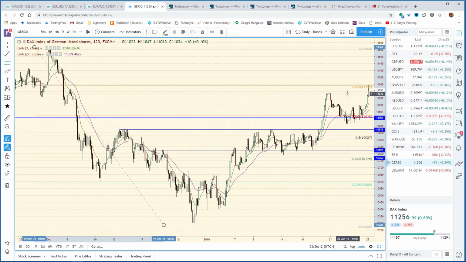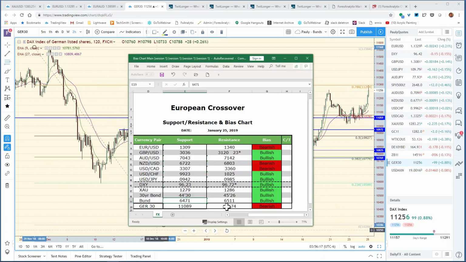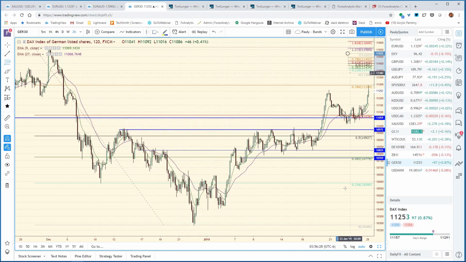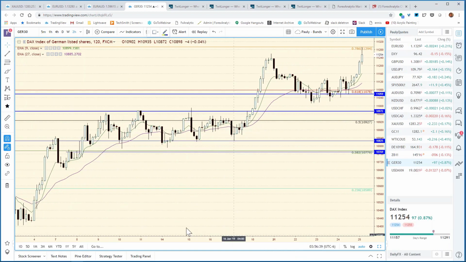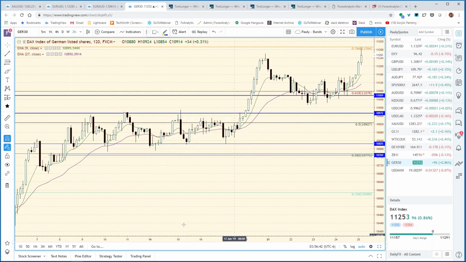So that's going to be our resistance right there, 11,294. And support is going to be right there, 11,156.